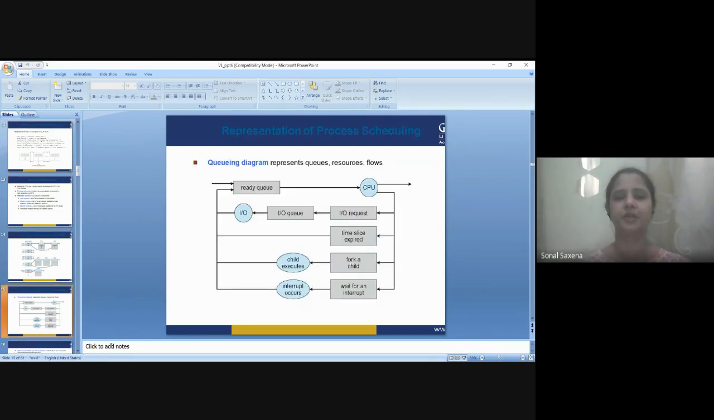And this is your queuing diagram, which is showing the representation of process scheduling. There is a ready queue, and there is an input output queue. A child executes, an input output request is given, the time slice expires, then a child executes. Sometimes an interrupt could occur. After the interrupt, your process again gets ready for the queue, and it is always assigned to the central processing unit for execution. So this is all about the queuing diagram, right? You can see it from here.